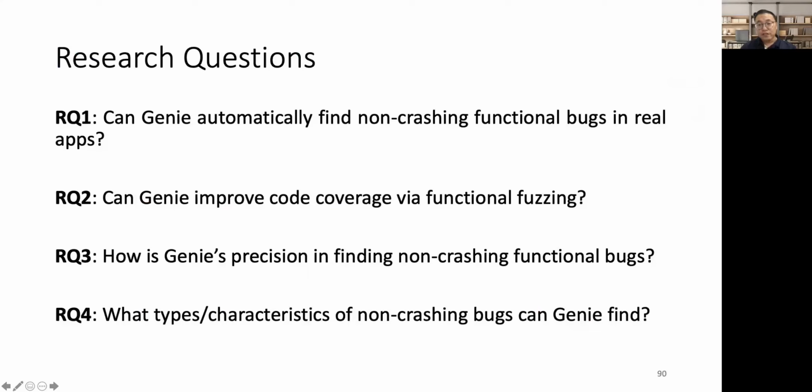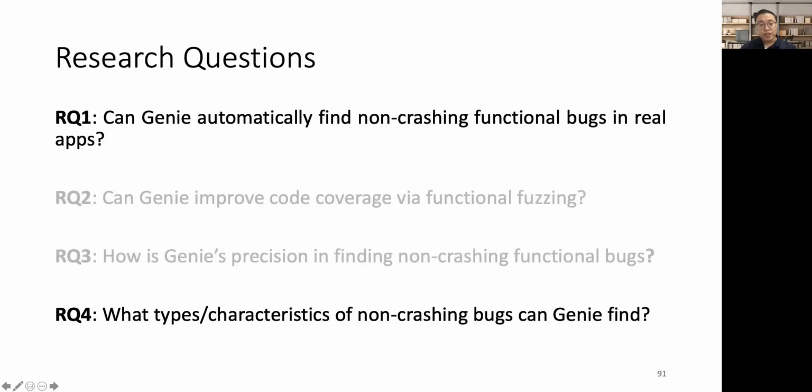To evaluate the effectiveness of Genie, we answered 4 research questions. In this talk, I will focus on the first research question and the fourth research question. In the first research question, we investigate can Genie automatically find non-crashing functional bugs in real-world apps. In the fourth research question, we investigate what types or characteristics of non-crashing bugs can Genie find.